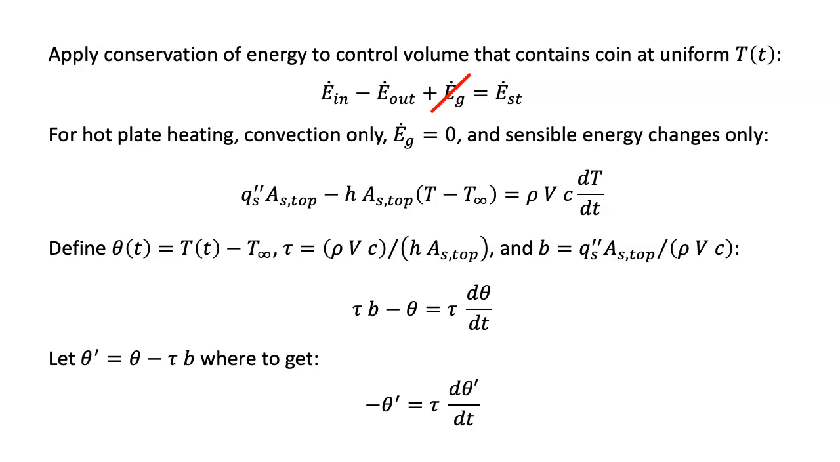Thus, this equation reduces to a balance between the thermal energy added by the hot plate minus the thermal energy out by convection to the fluid and the energy stored in the coin at each instant. Substituting in Newton's law of cooling for convection, we get an ordinary differential equation because the temperature only depends on time. Next, we substitute in theta, tau, B, and theta prime, which are defined as shown.